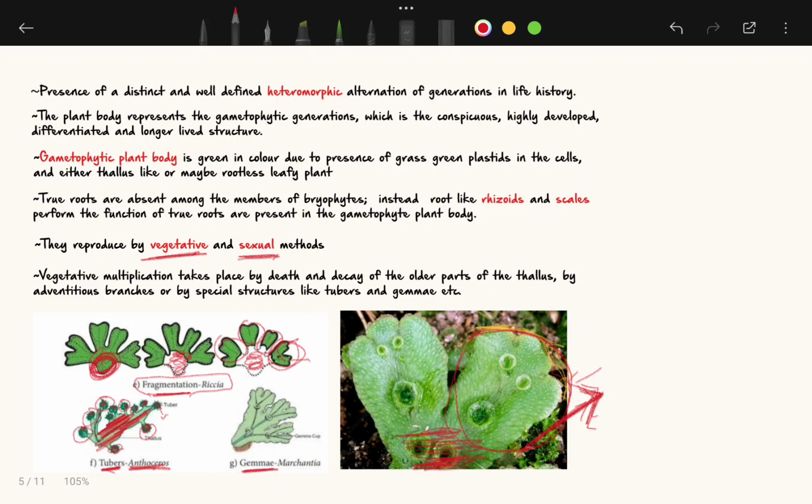In Marchantia, there is a special structure known as gemma cups. That you see here, these are known as gemma cups, and if you take a closer look, you will find that inside there are green structures. These are known as gemma, and each of these gemma will give rise to a new Marchantia plant. So this is how bryophytes reproduce by the vegetative method: through fragmentation, tuber formation, and gemma.